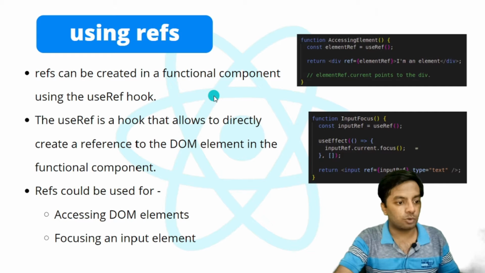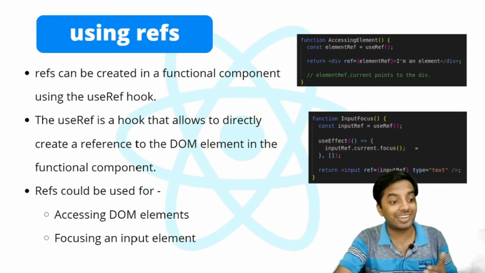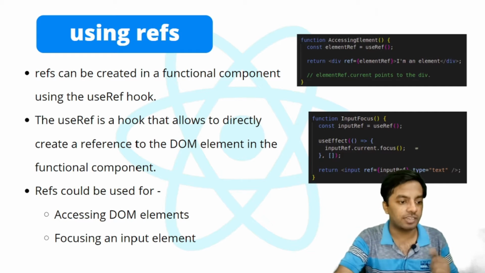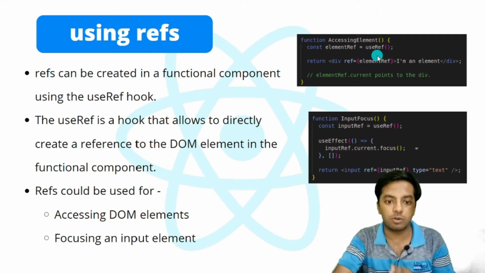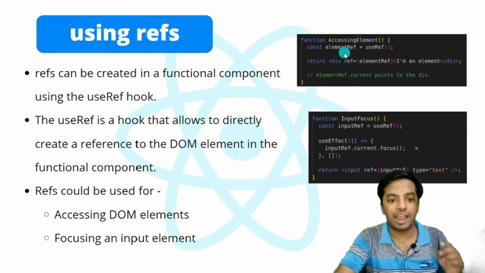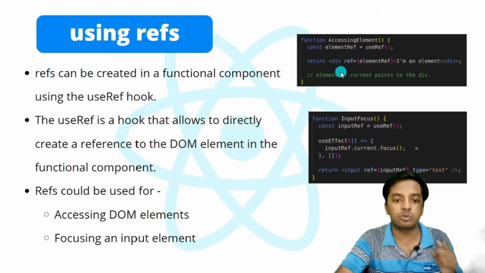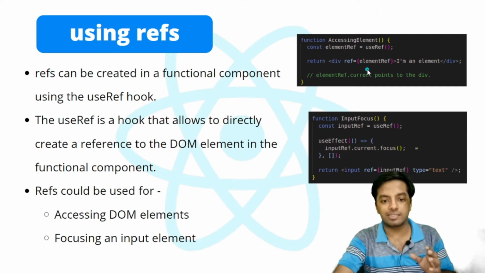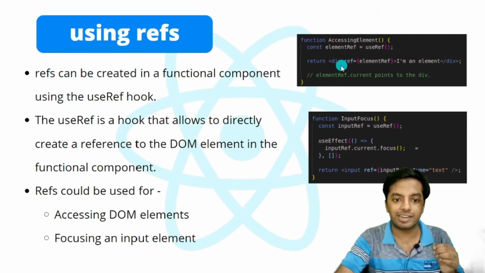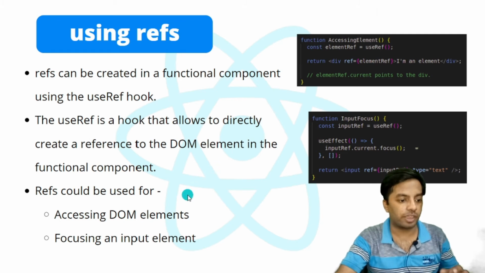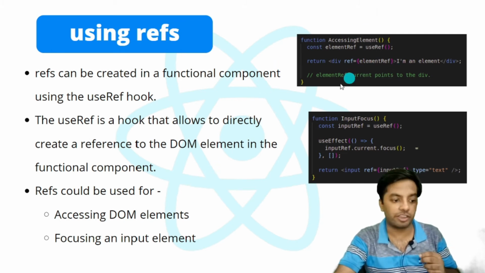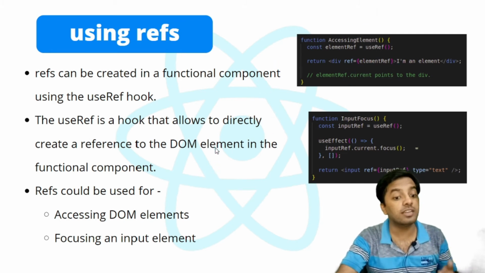Okay. The useRef is a hook that allows us to directly create a reference to the DOM element in the functional component. So here we can see that by using the useRef hook, we have created this reference, and this reference is used to point to this div. Okay. By accessing elementRef.current, we can get access to this div. Now there are two main uses of refs. Okay. Accessing DOM elements that we have seen here, and the second one is focusing an input element.